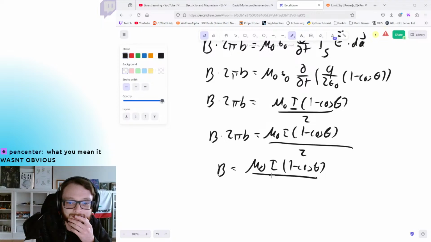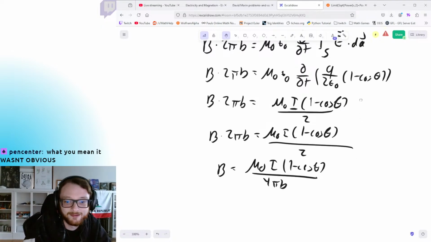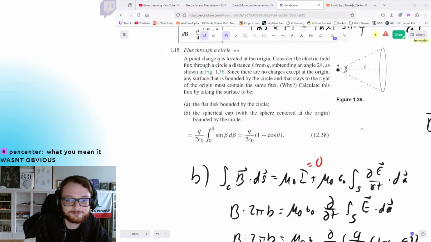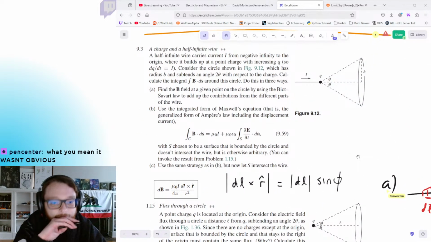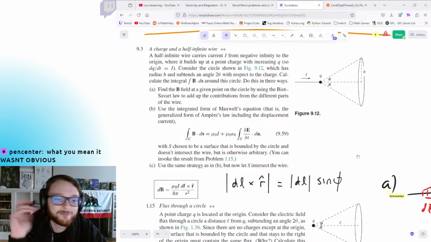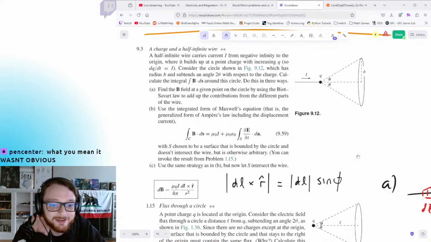Cosine theta 4 pi b. Hell yeah. All right. Now C sounds a little scary. Yeah, what's C telling us? Let's say S intersects the wire. Oh, what? Yeah.